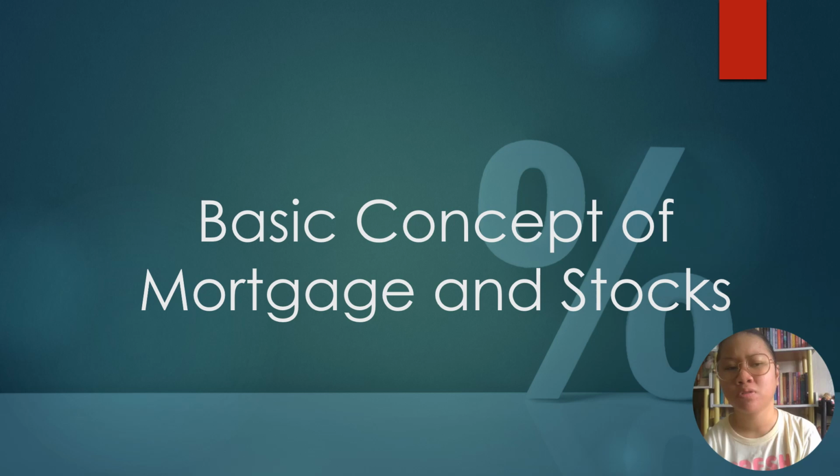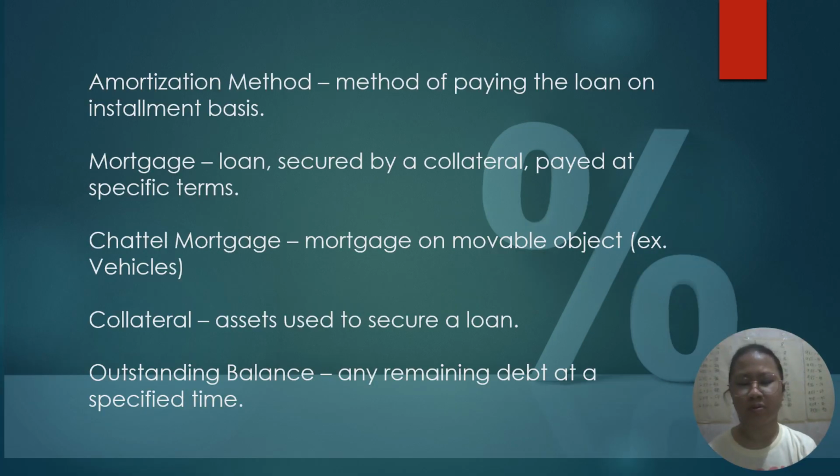Now let us proceed to the last topic, which is the basic concept of mortgage and stocks. To solve problems related to mortgage, we must know the following definitions of terms. Amortization method: method of paying the loan on an installment basis. Mortgage: a loan secured by a collateral, paid at specific terms. Chattel mortgage: mortgage on movable objects. Examples are vehicles. Collateral: assets used to secure a loan.